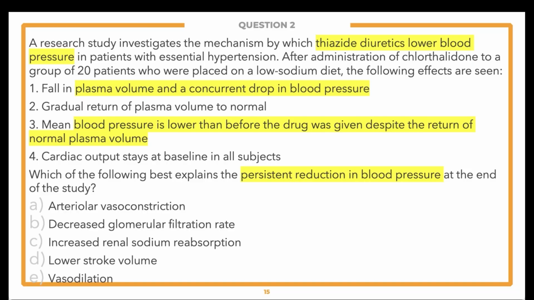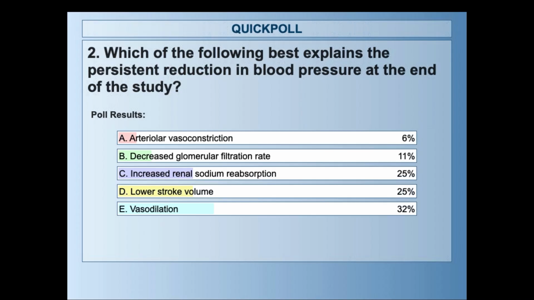And let's share the results. Okay, so almost a third of you went with vasodilation, and then there's a two-way tie for second between lower stroke volume and increased renal sodium reabsorption. Some of you went with decreased glomerular filtration rate, and a few went with arteriolar vasoconstriction. Okay, very interesting. So let's hide the results.